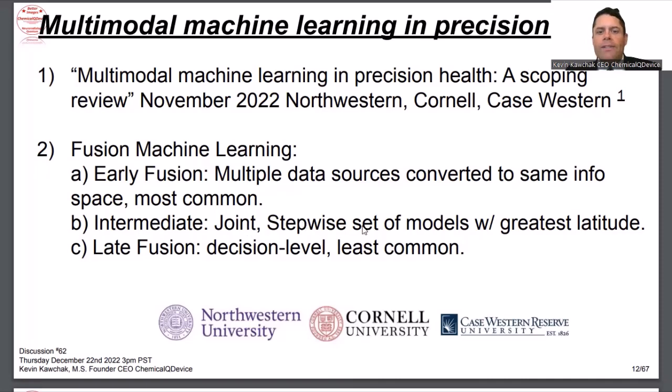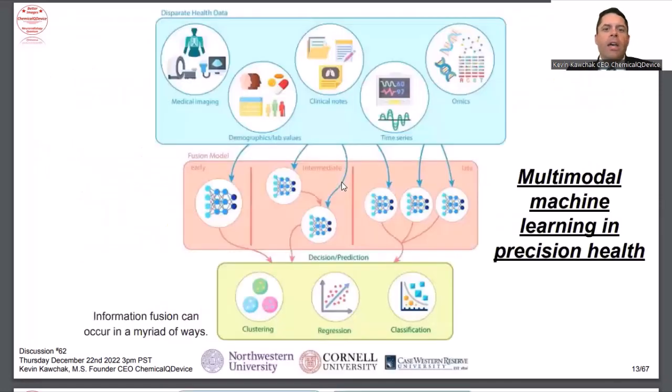Intermediate, so you have joint stepwise set of models with greatest latitude. And then you have late fusion, so decision level, which is the least common. Now, this is a very important diagram here.